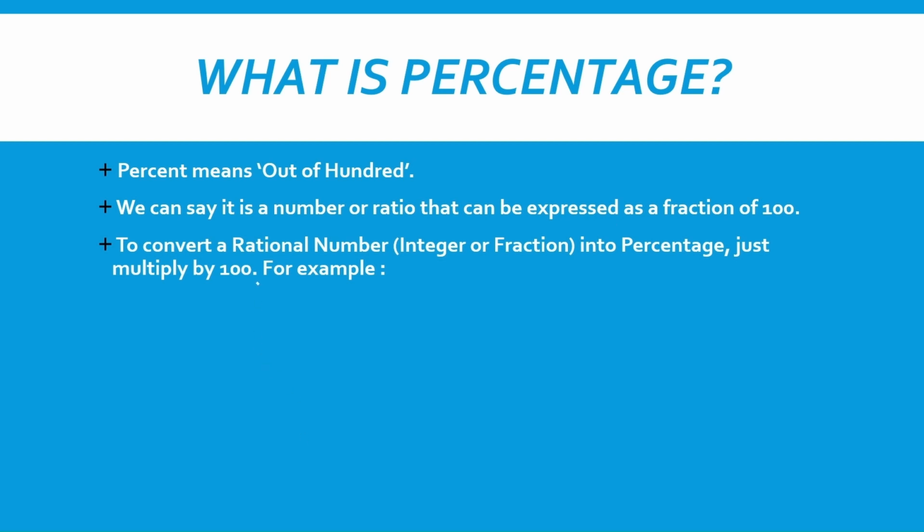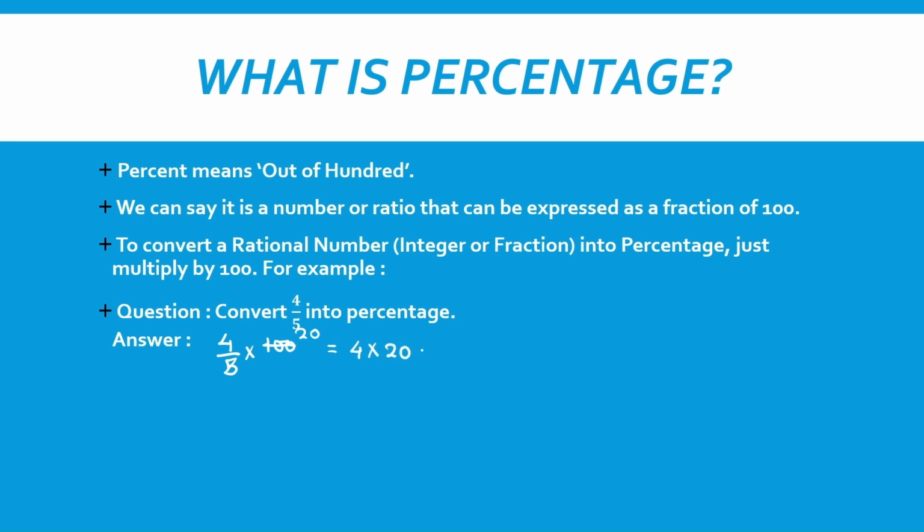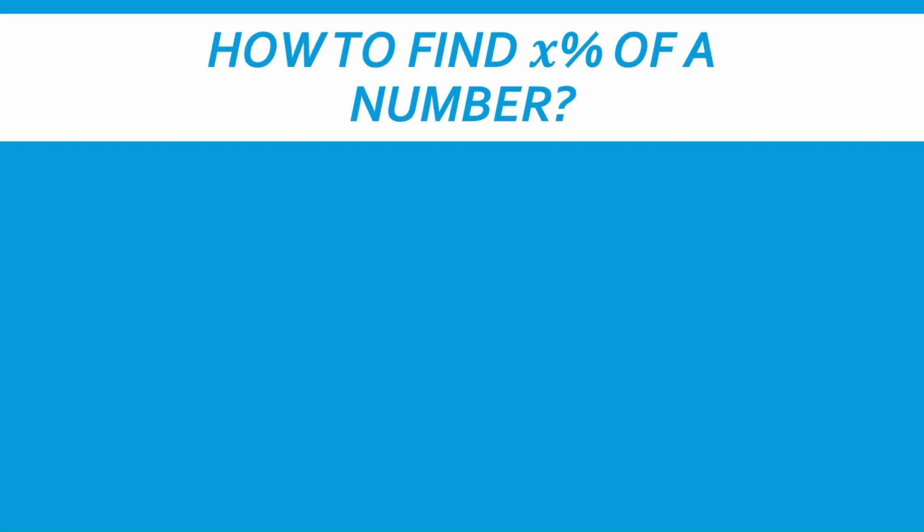Guys, to convert a rational number, that is an integer or a fraction, into percentage, just multiply it by 100. For example, let's solve a question: convert 4 upon 5 into percentage. So we shall multiply that by 100. So we have 4 upon 5 multiplied by 100. Here, this 5 and 100 get cancelled by 20. So we have 4 multiplied by 20, which gives us our answer, that is 80%. And guys, this is a very easy method to solve this. Just multiply by 100. Now let's get to another topic, that is how to find x% of a number.